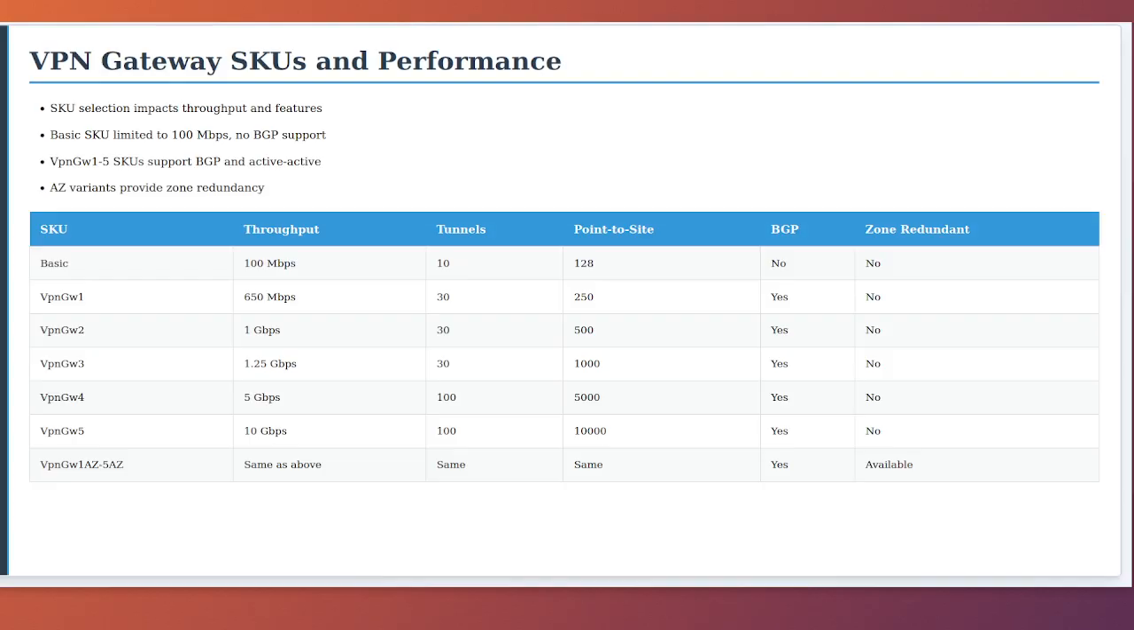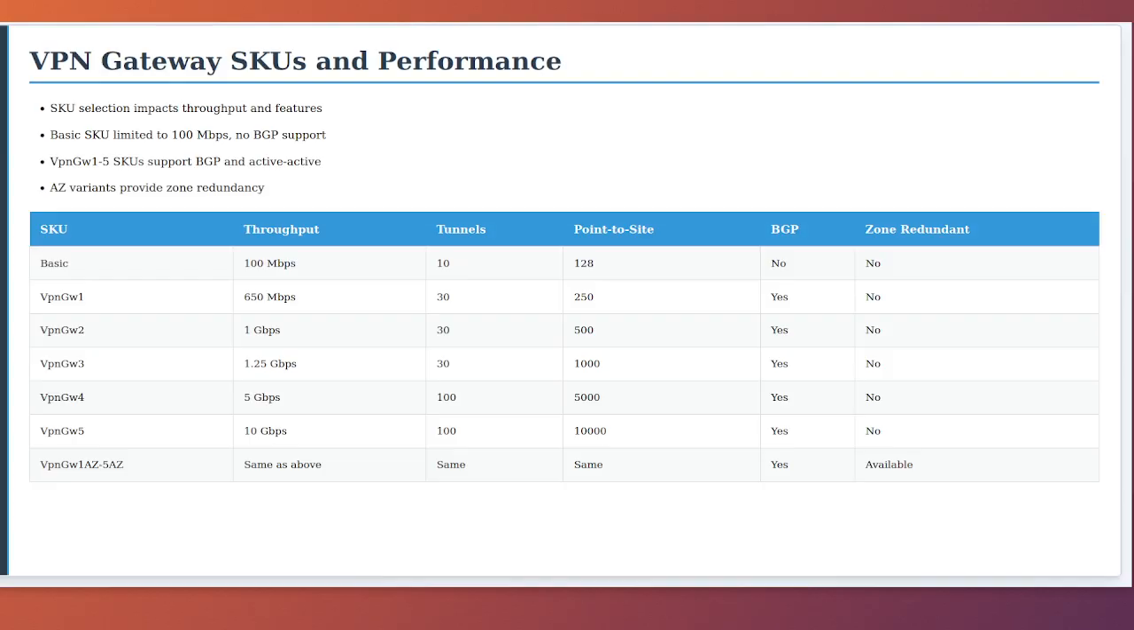Understanding these differences helps you select the right SKU for your workload while optimizing costs. The basic SKU is the entry-level option supporting up to 100 megabits per second aggregate throughput. It allows a maximum of 10 site-to-site or VNet-to-VNet tunnels and up to 128 point-to-site connections. However, the basic SKU has significant limitations.